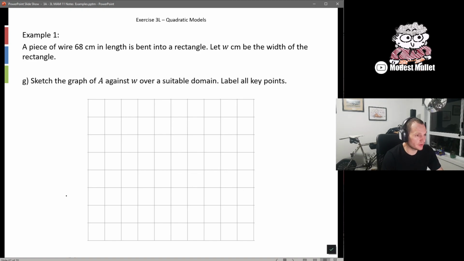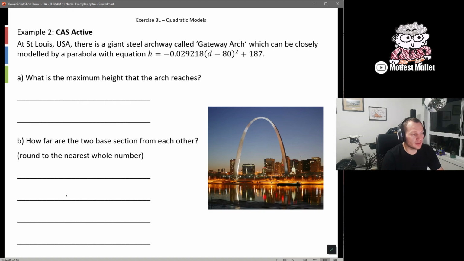I'll leave you to sketch the graph. This is a CAS active example. This time they give you the equation, so lots of decimal places, and then you just have to use your CAS. I'll go through in class some techniques that we can do, either via graphing or other methods. That's it, and see you in class.